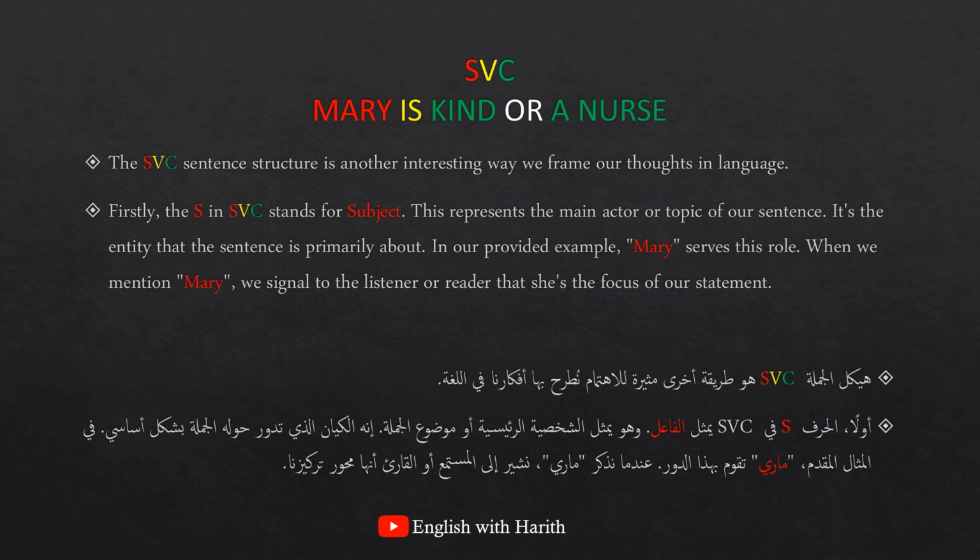The SVC sentence structure is another interesting way we frame our thoughts in language. Firstly, the S in SVC stands for subject. This represents the main actor or topic of our sentence. It's the entity that the sentence is primarily about. In our provided example, Mary serves this role. When we mention Mary, we signal to the listener or reader that she's the focus of our statement.